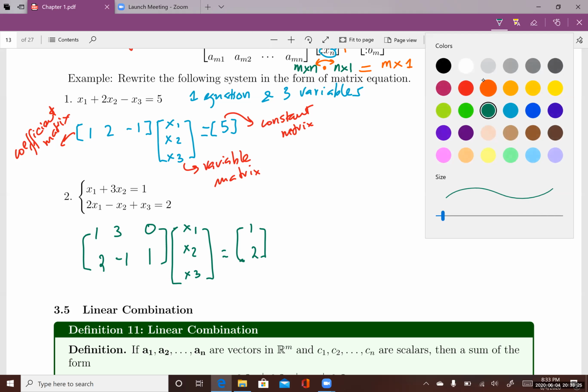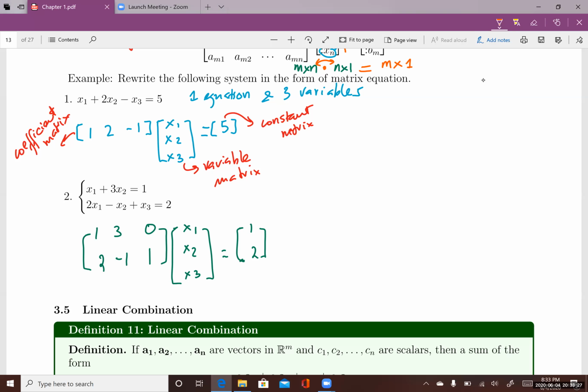Now we're going to check the sizes. For the first equation, the size is 1 by 3, and this is 3 by 1, and the result is going to be 1 by 1. For the second equation, it is 2 by 3 times 3 by 1. You will have 2 by 1, which makes sense. All right.